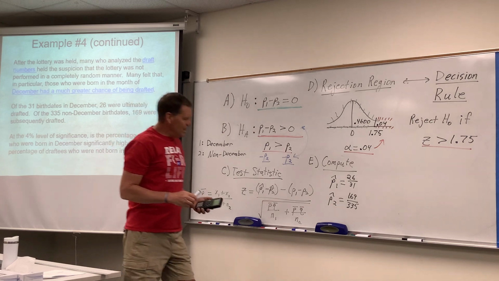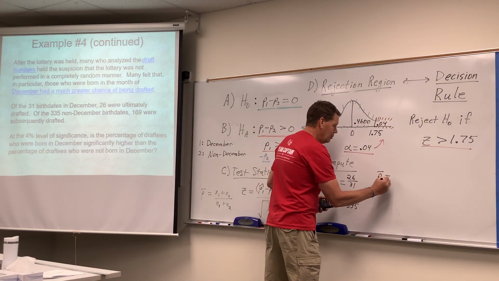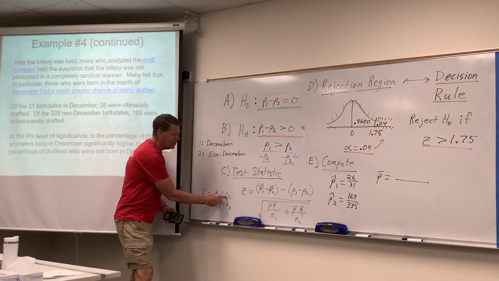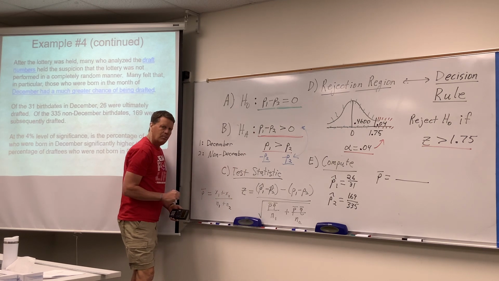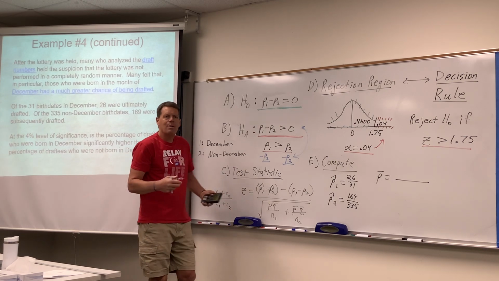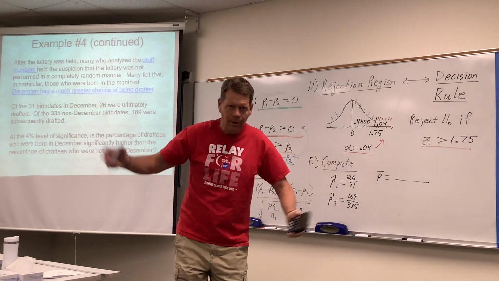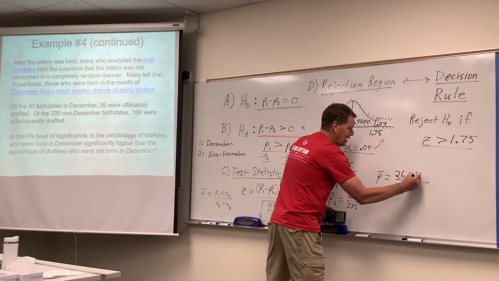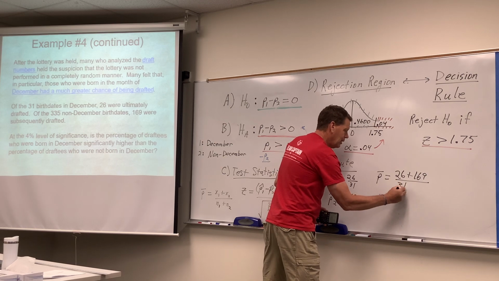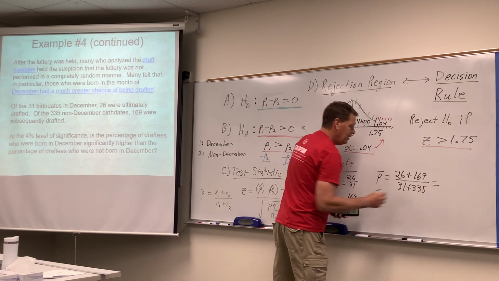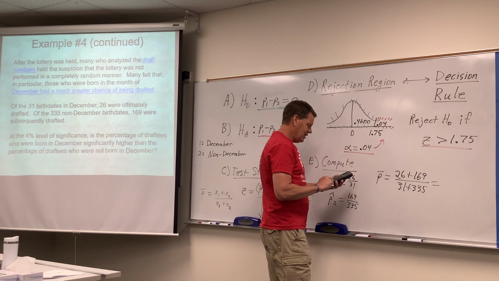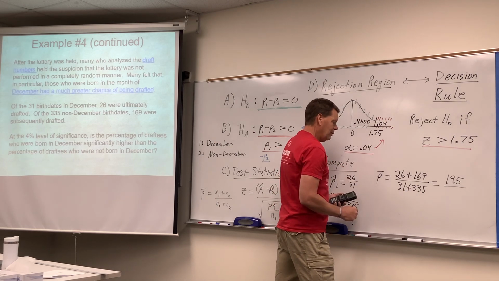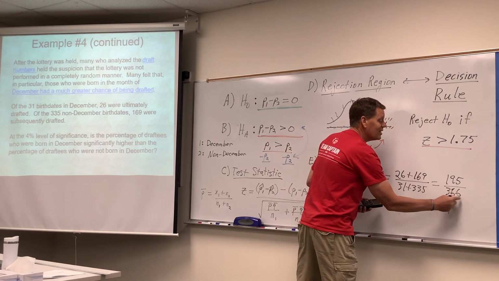All right, P bar would be the pooled percentage. That would be to add up, basically again, you're adding up the two numerators and adding up the two denominators of these percentages. What's your probability of being drafted regardless of the month you were born? You're putting the entire year together. So that would be the 26 plus 169 over 31 plus 335. All right, so 169 plus 26, why do I have to have a calculator to do that? 195 out of 366.